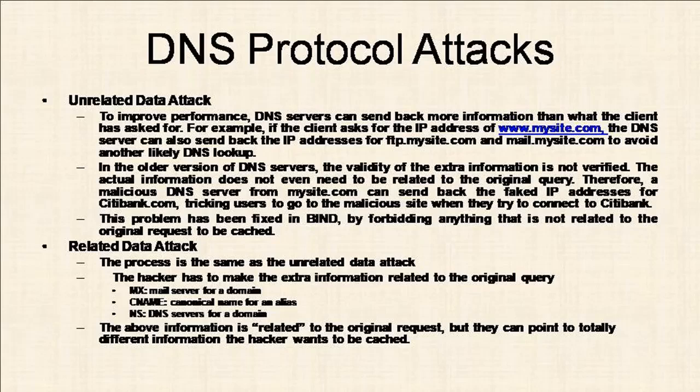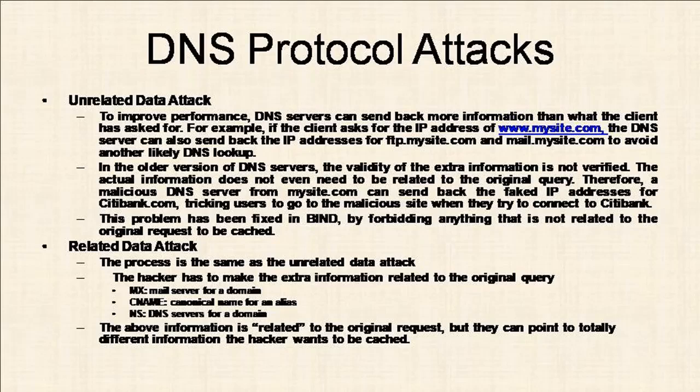While coming to the related data attacks, the process is the same as the unrelated data attack. The hacker has to make the extra information related to the original query by inserting some additional options in that, like MX, CNAME, NS. MX means it will give you the mail server related information. CNAME means canonical name or alias names related information. NS means the DNS server for domain information.